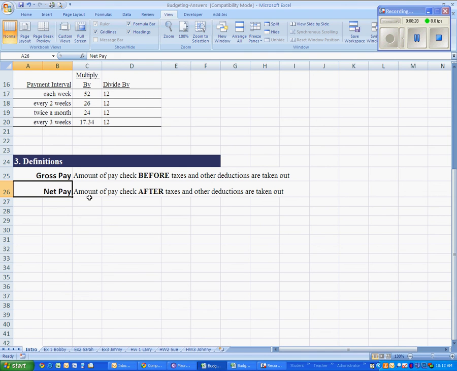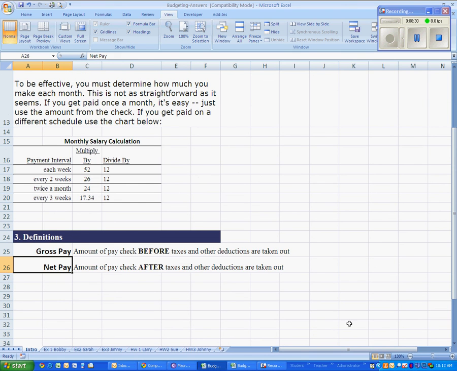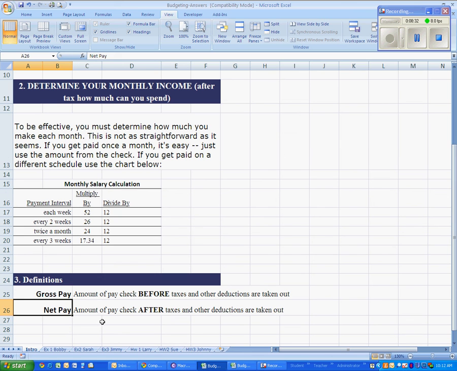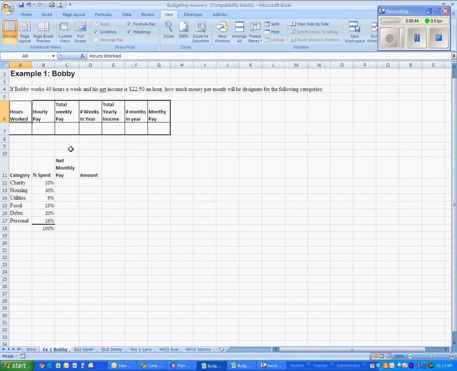So those are the things you have to be aware of as you are doing your budgeting. If you budget based on your gross pay, then your budget will be way off. You're going to spend more than you have. Okay? All right, that's the little introduction. Here is our first example.